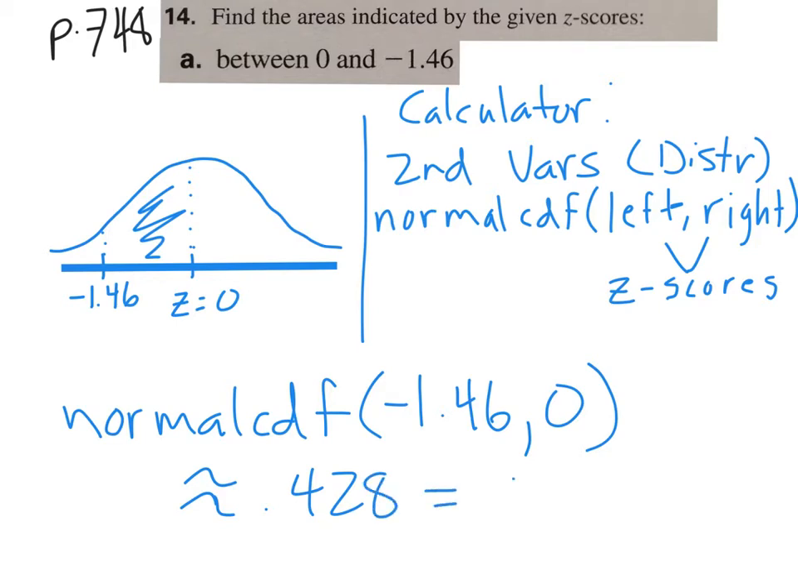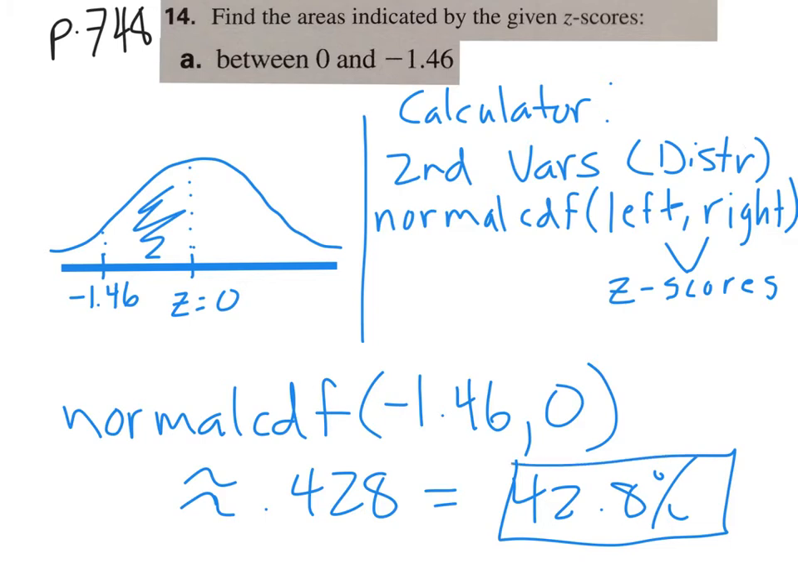Often we want our answer as a percent, so this is 42.8%. So 42.8% of our data should lie within this range from -1.46 to 0. So now, using this normal CDF, we should be able to find the percent of values between any range. It doesn't have to be just 1, 2, or 3. And it's pretty easy because since they give you the z-scores, you just make sure, that's why I recommend you draw the picture so that you figure out which one's left and right.